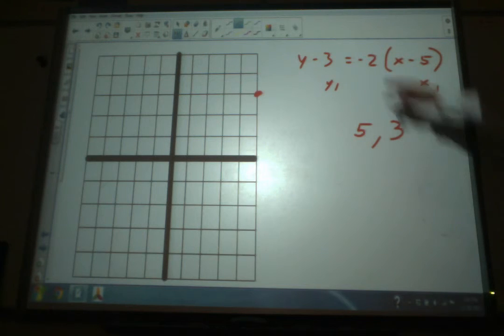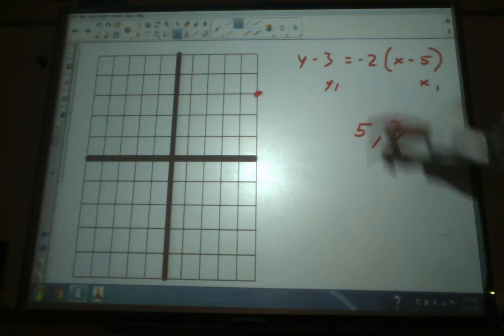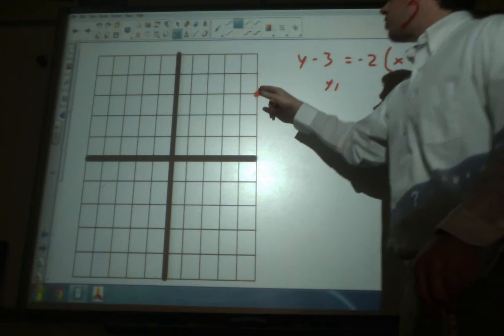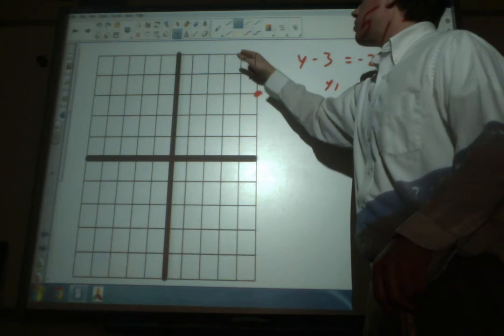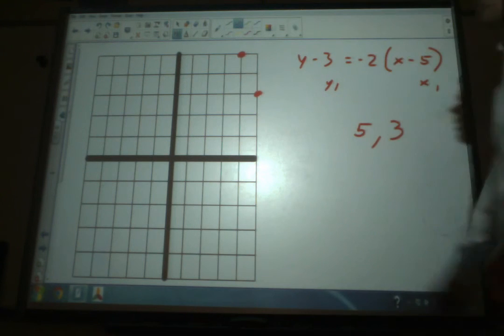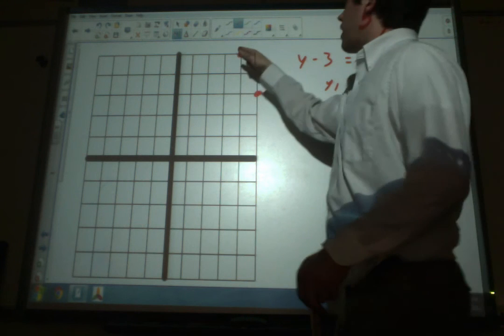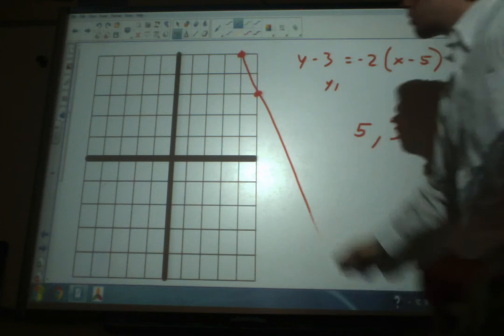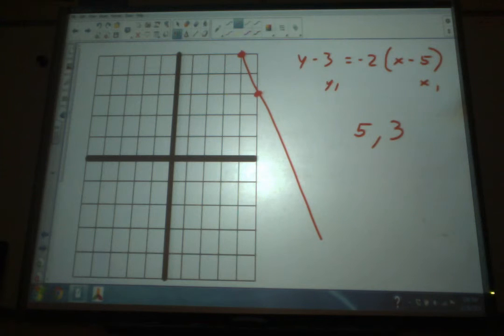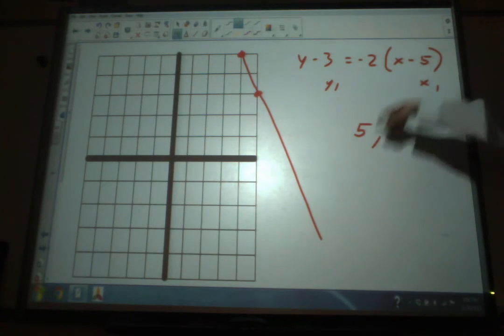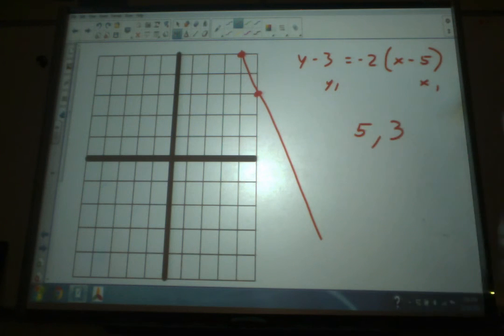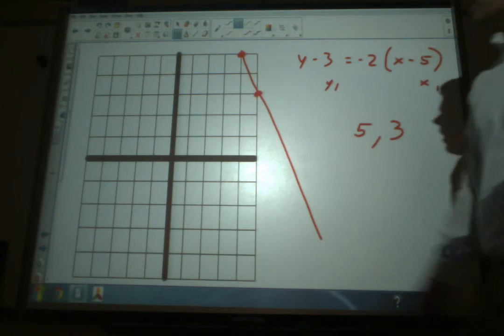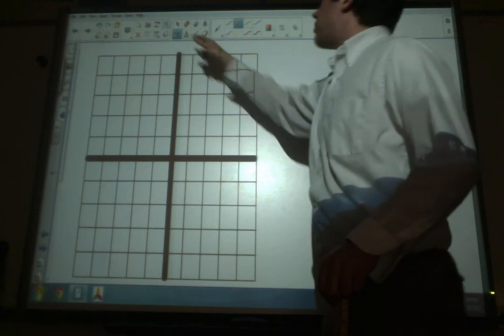Now, we also have the slope, negative 2. Okay, so if our slope is negative 2, let's find one other point. 1, 1, 2. There's one other point. We're going to graph our line through it. Line looks like this. All right? All we needed was that one point, and then we used the slope to find one other point on the line. We drew the line.